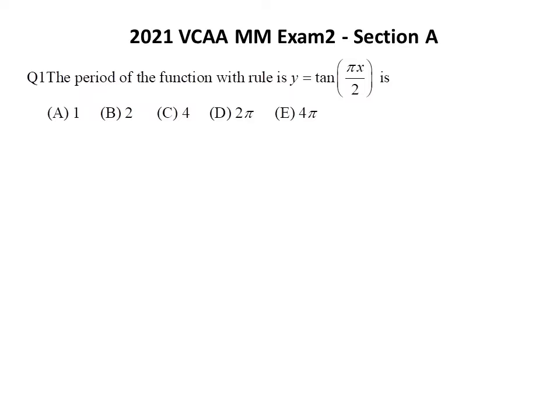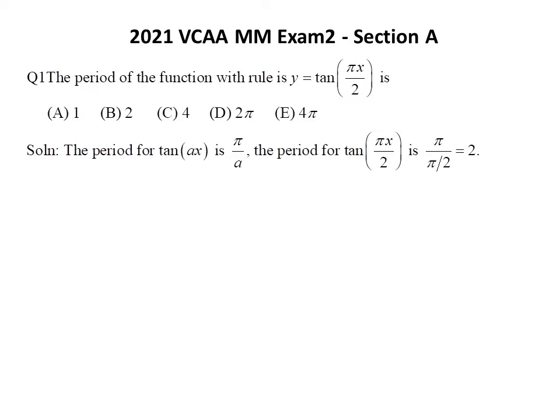As you can see, question 1 is to find the period of the function y equals tangent pi x over 2. Generally speaking, the period for a tangent function, say tangent of ax, is pi over a. Hence, the period for tangent pi x over 2 equals pi divided by pi over 2, which is 2. So, the answer is B.